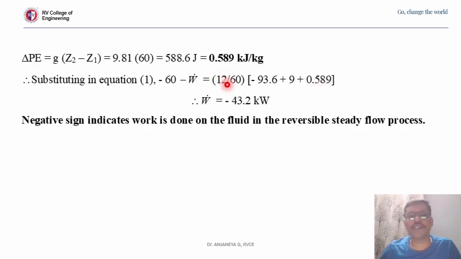Since the mass given is in kg per minute, I should convert it into kg per second by dividing by 60, so that I can get the work or the power as minus 43.2 kilowatts. The negative sign indicates it is work done on the fluid, or work done on the system, hence it is a power consuming device, like a compressor or pump.